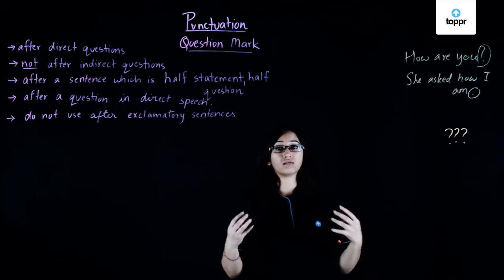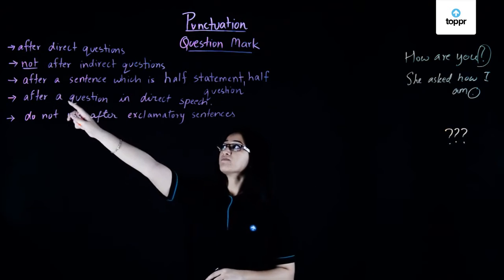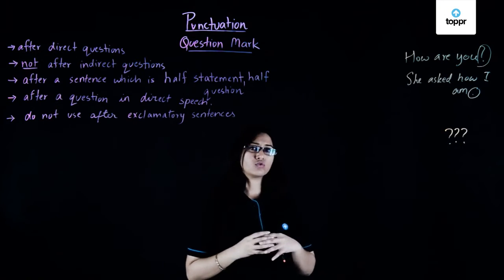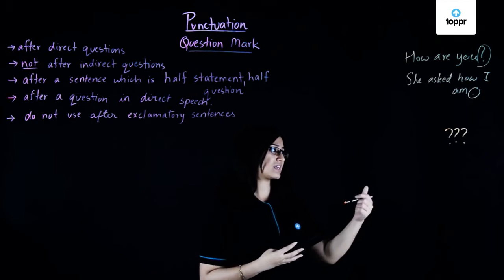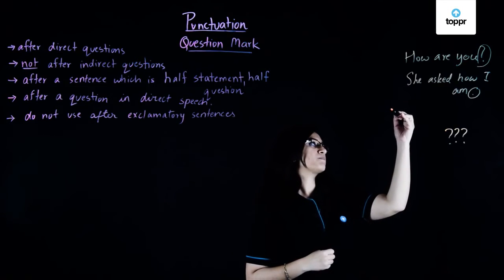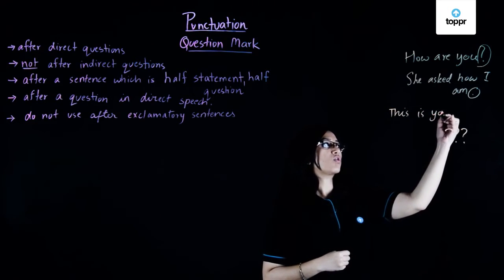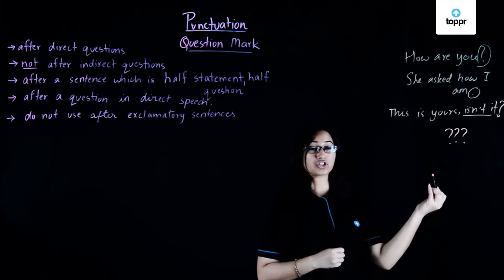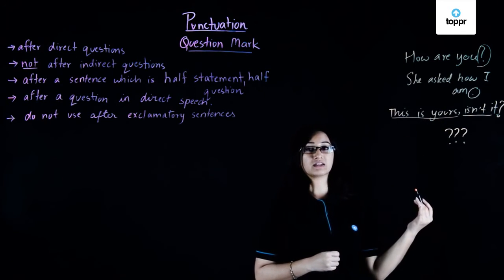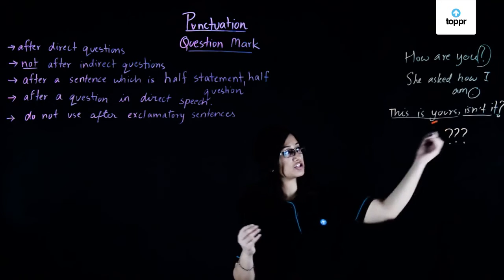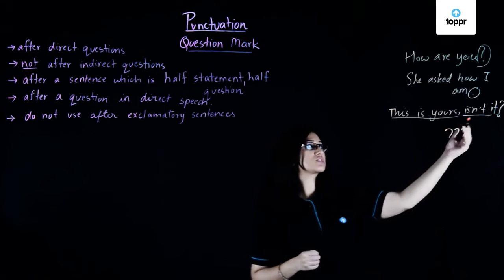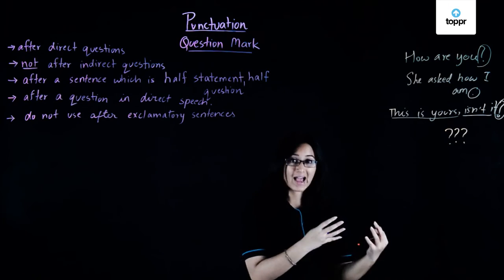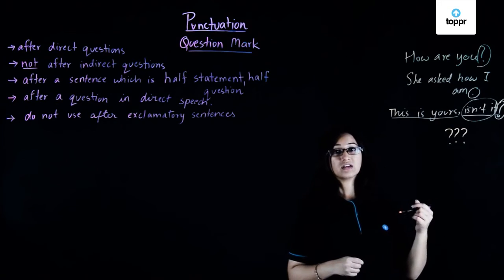Now let's take a look at how in other ways we can use the question mark. Number one, after a sentence which is half statement and half question. What does that mean? Now, you might have heard of question tags. Let's take an example to show you what I mean. Let's say, this is yours, isn't it? So here, I have used a part question and the rest of the sentence is a statement. So whenever you have sentences which are part question and part statement, you would still use a question mark at the end of such sentences.